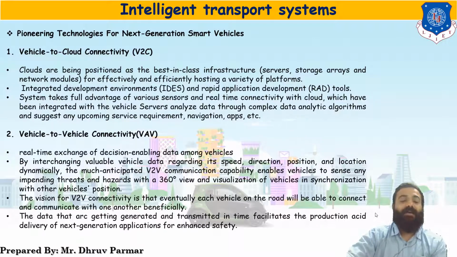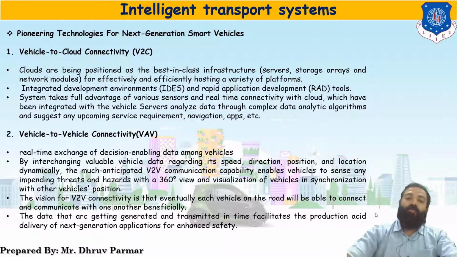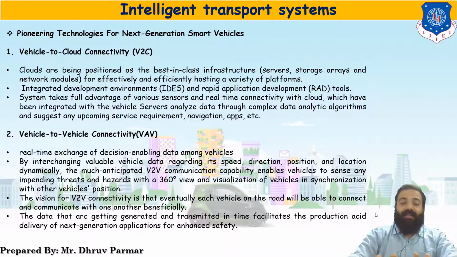So ITS takes full advantage of various sensors and real-time connectivity with the cloud, which have been integrated with the vehicle servers, to analyze data through complex data analytic algorithms and suggest upcoming service requirements, navigation and apps. In a car there are particular systems, called Google Maps and navigation systems, clear? So those are connected with the cloud.